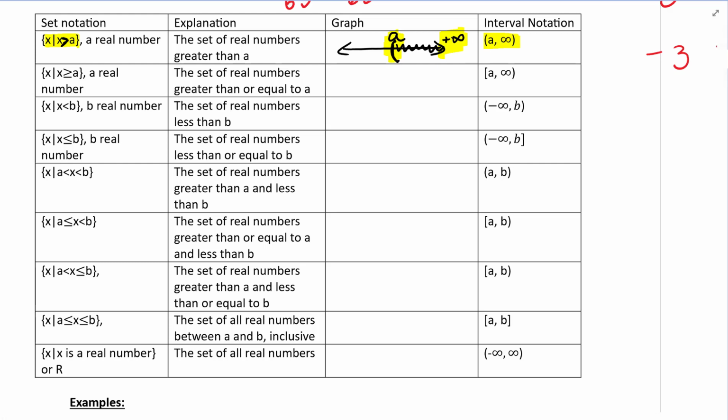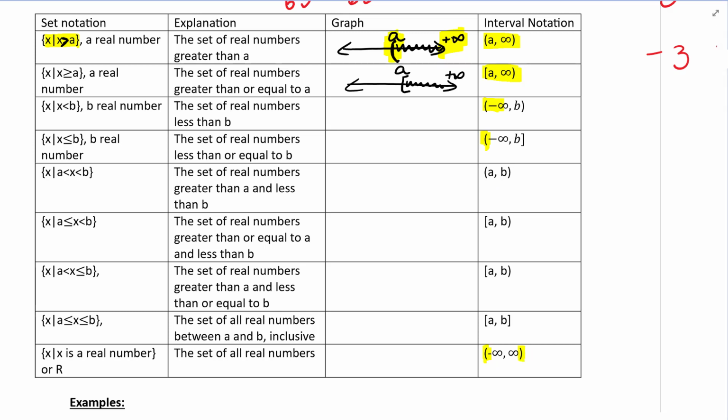The second one is x with the property that x is greater than or equal to a. That means when we go to a, because it's greater than or equal to, we put a bracket and we shade all the numbers that are more than that. So in interval notation, we would write a with a bracket, infinity. At infinity and negative infinity, as you notice, we always put parentheses. We never put brackets. And so on.